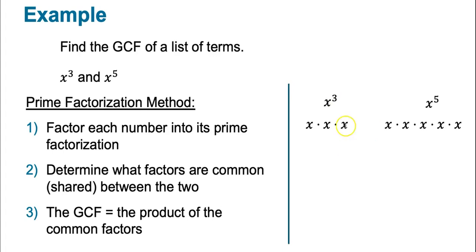Using the definition of exponents, x cubed is just x times x times x. X multiplied by itself 3 times. X to the 5th is x multiplied by itself 5 times. So that's the prime factorization for each.